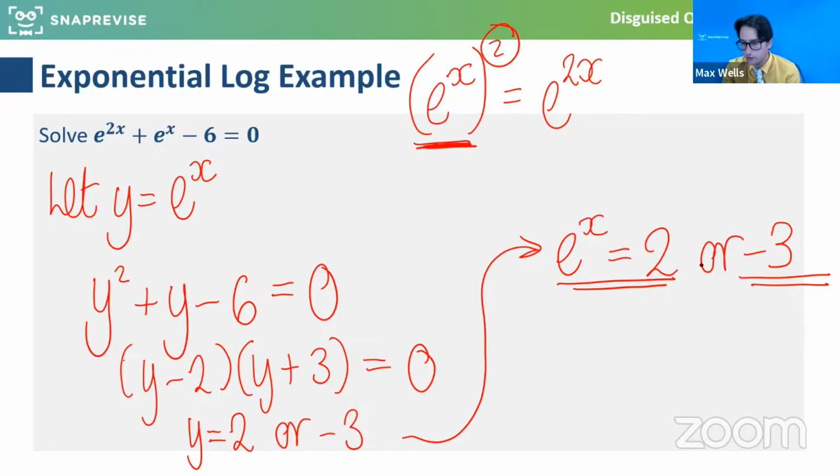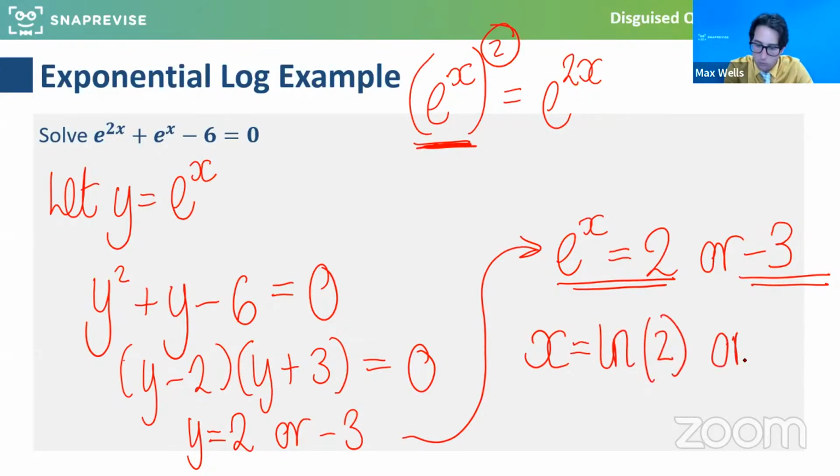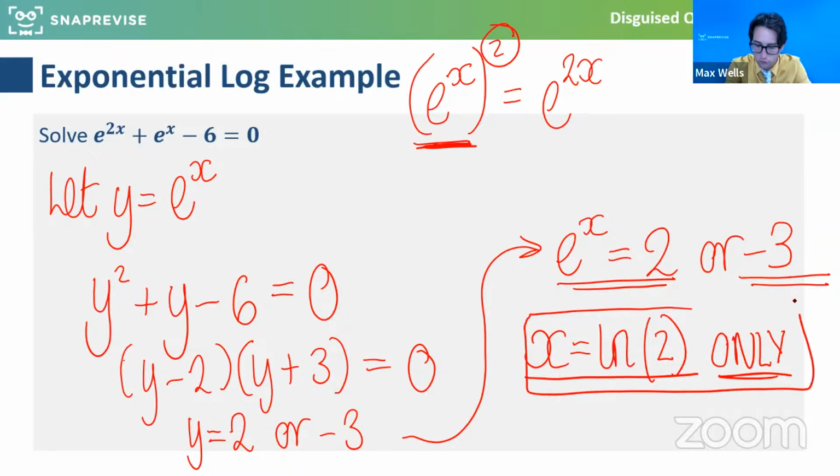Right. Very good. If you take natural logs of both sides, that's superb. X is natural log of 2, and that is only that one. Why is that the only solution? Because that quadratic in y did have 2 solutions, but there's only one solution for x, and that is the natural log of 2.